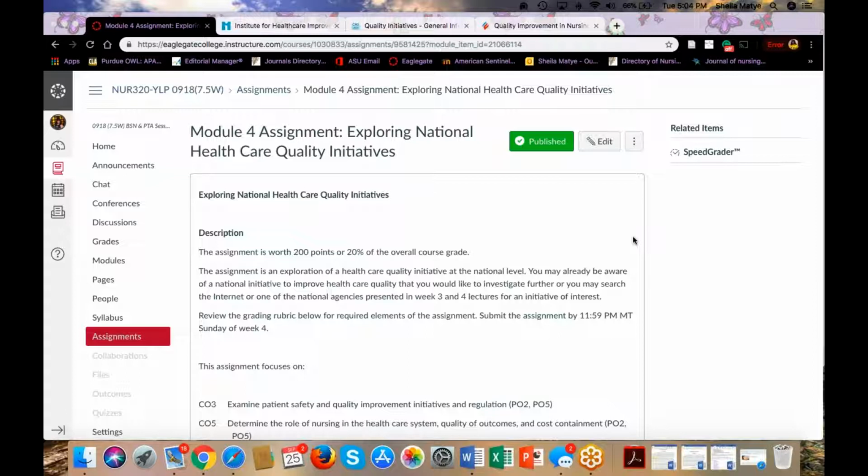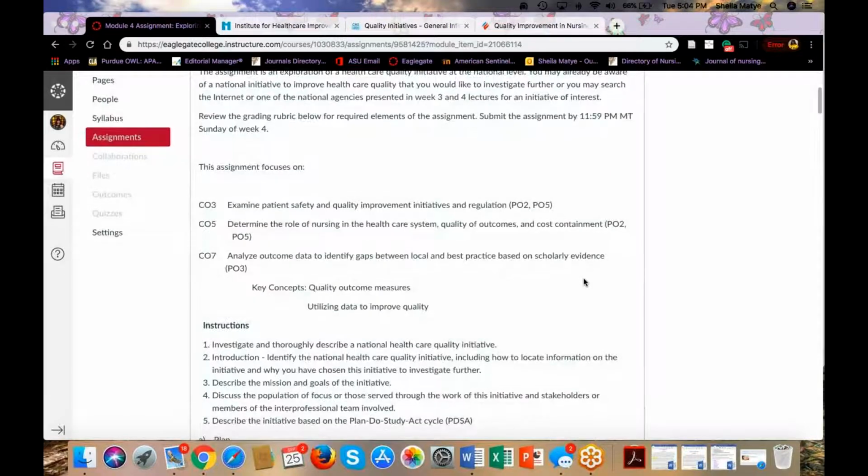And so what we're doing is we're just going to explore it at the national level. It says you may already be aware of some national initiatives to improve healthcare quality, but now we're going to research it a little bit more by using our Plan, Do, Study, Act cycle. It also references the week 3 and 4 lectures to help you with an initiative of interest. So you can go back into the week 3 lecture, and you can bring the week 4 lecture into it. Of course, the main focus is on course outcomes 3, 5, and 7, and those are tied back to the program outcomes.